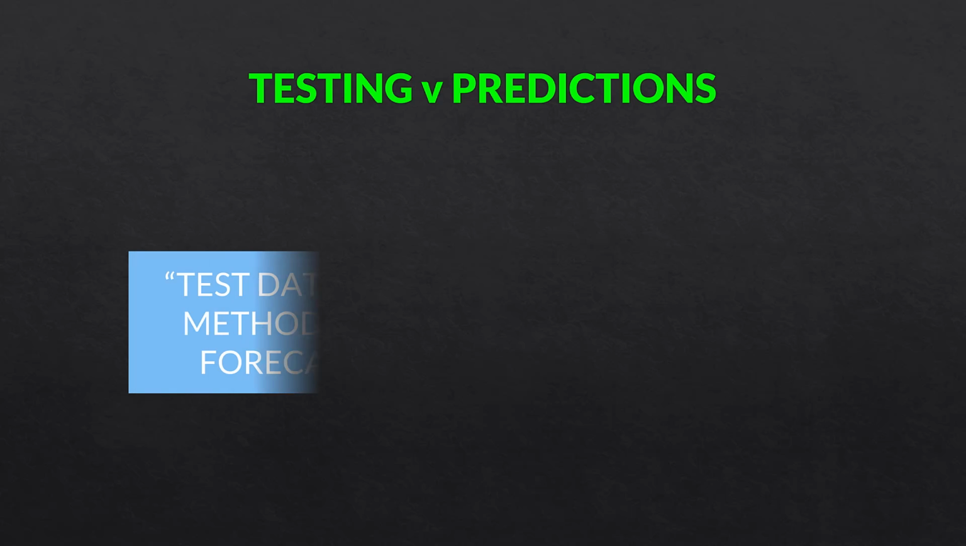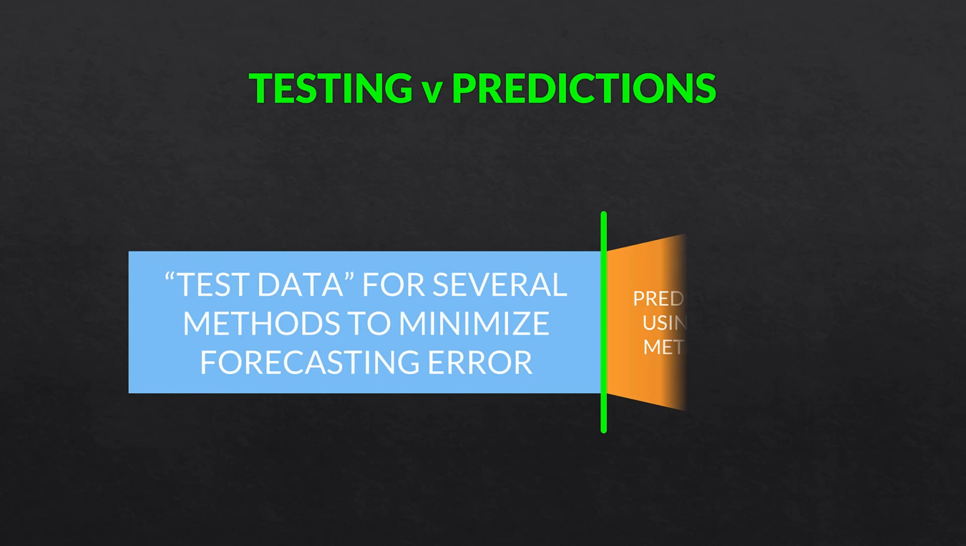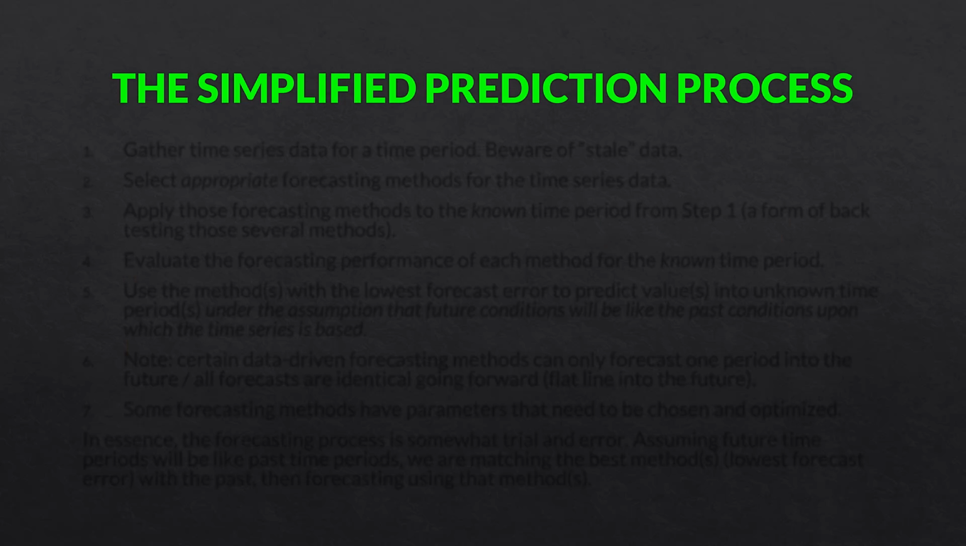Testing versus predicting. So the past data that we have in our time series is used to test several methods to minimize forecast error. Then we use that method or methods to make predictions going into the future. Now, of course, the predictions we make into the future, the farther they go, the less certain we are about them. So we can think about time series forecasting in several ways. And these are just some broad heuristics we can use to think about what we are doing in time series forecasting. So let's get into the process.